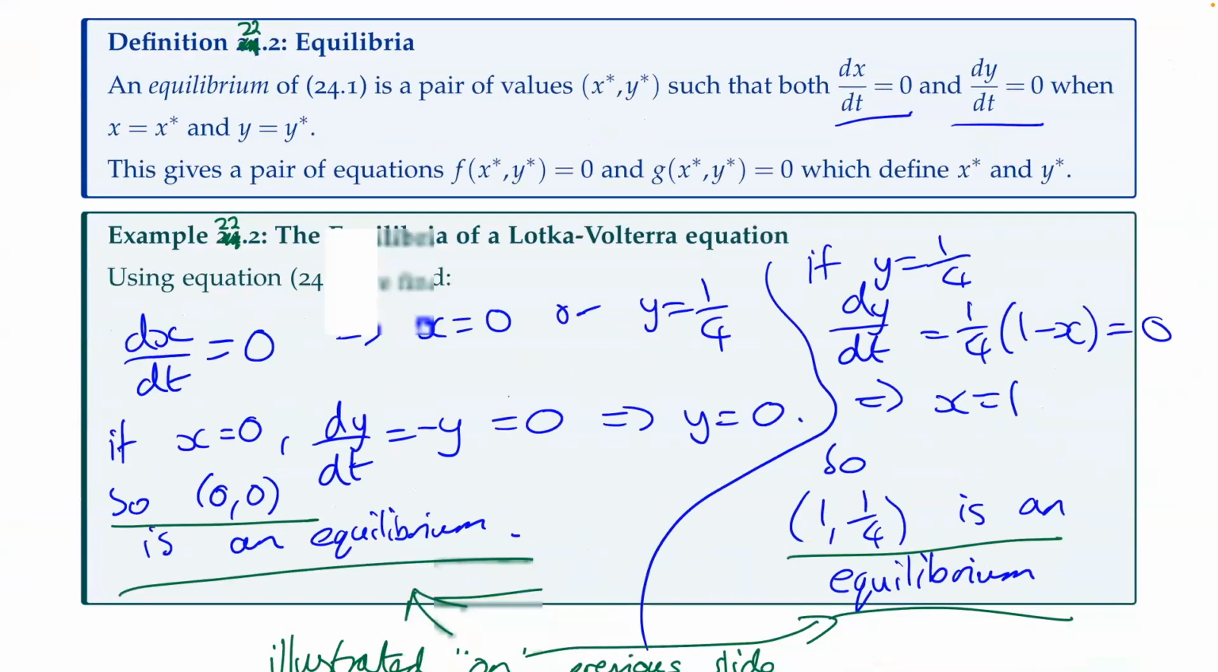So an equilibrium in a general system is just some pair of values x star, y star that satisfy dx/dt equals 0 and dy/dt is equal to 0. That's just formalizing that.